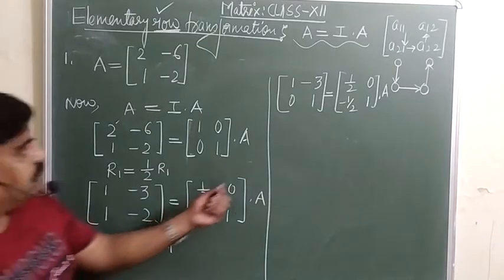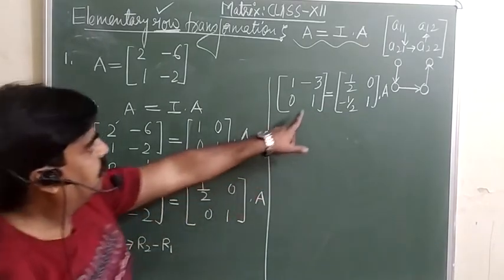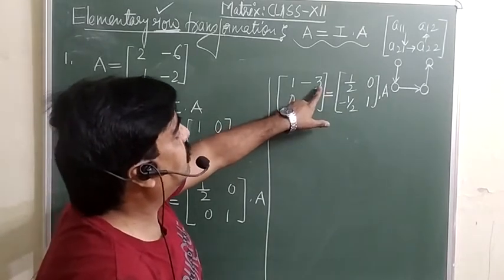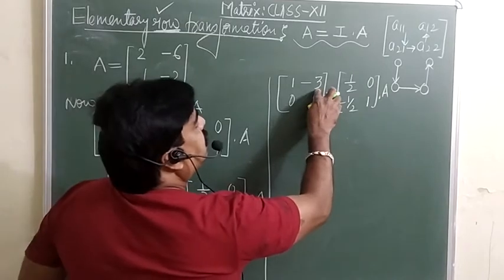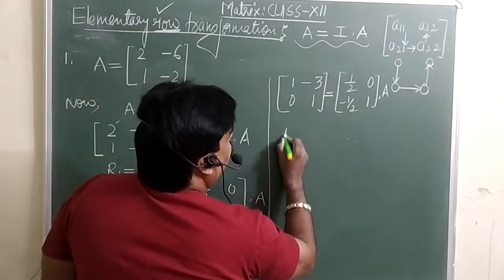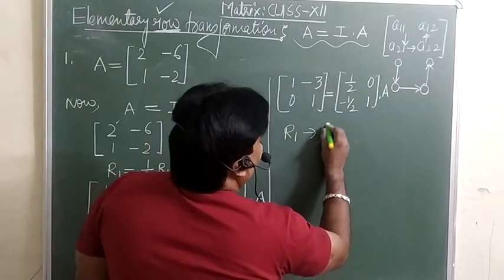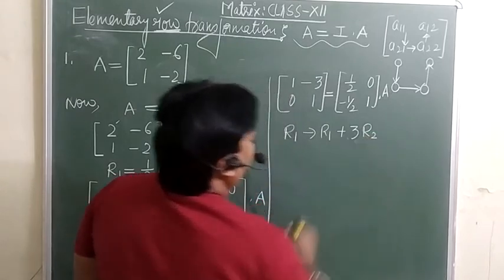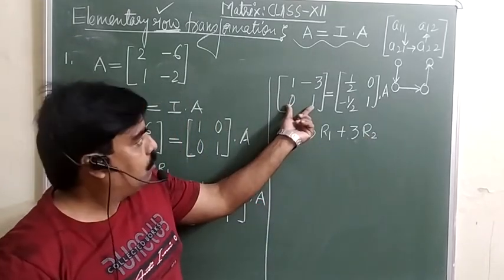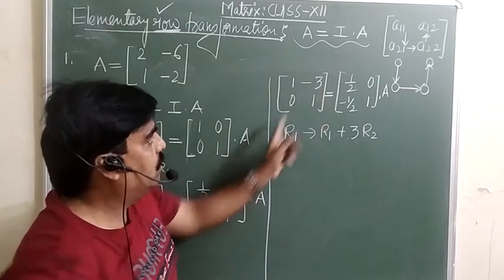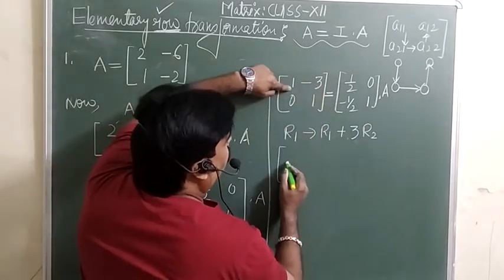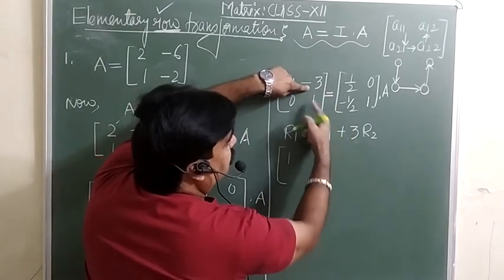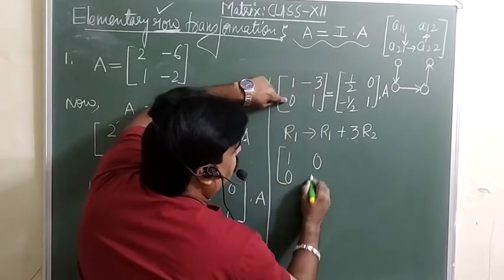Now we are supposed to make this one 1, so this is already 1, so there is no need to change it. Here you are supposed to make it 0. So how can you make it 0 here? In the first row, you can add 3 times the second row. You will get 0 here. So here you will get 1 plus 3 into 0, so 1 will remain 1. -3 plus 3 into 1, so it becomes 0. This will remain 0 and 1 as it is.